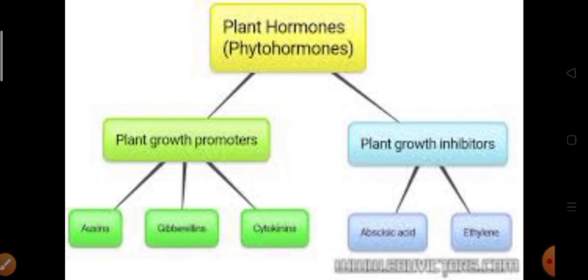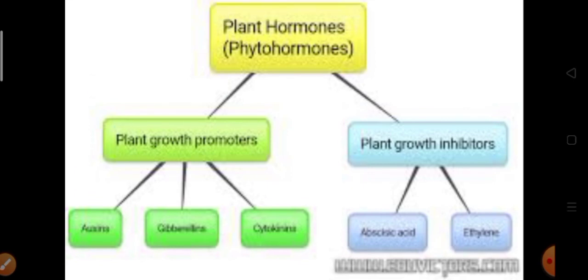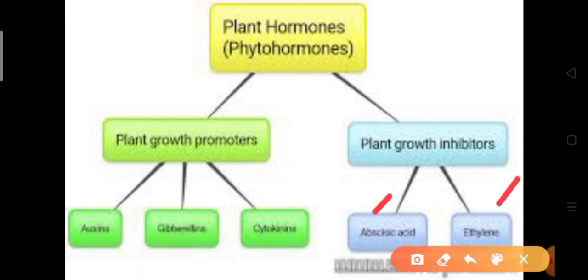Okay, so this is about plant hormones. They are of five types. These are the main ones. You have to write all the functions of these hormones: auxin, gibberellin, cytokinin, abscisic acid and ethylene.